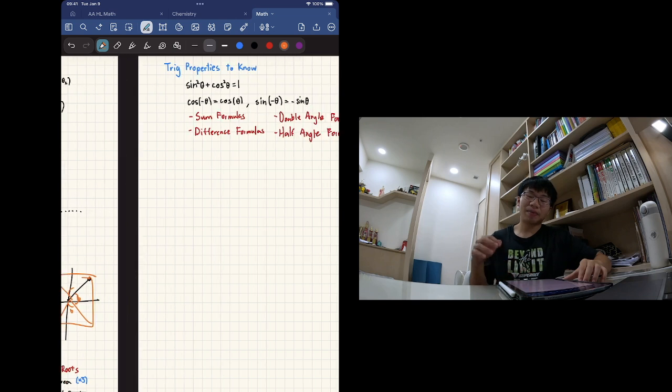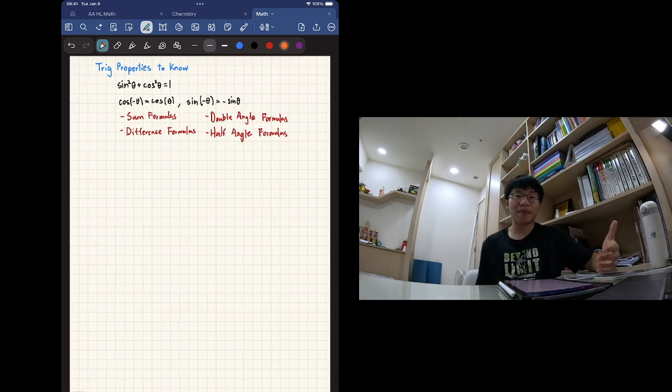And lastly, if you want to excel in the complex number unit, you need to know a lot of trig properties. It's on your formula booklet, but when you see these questions, I want you to say, oh, I know this formula. Let me go find the formula booklet. That'll be very helpful and very easy for you.